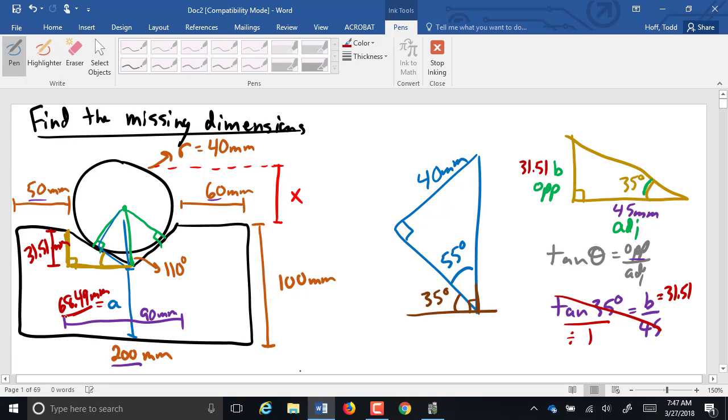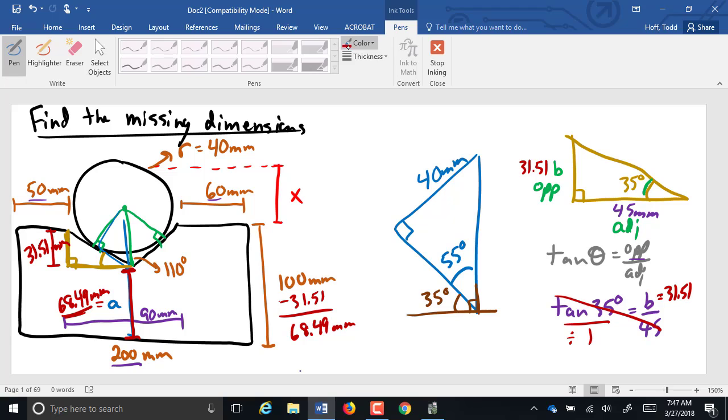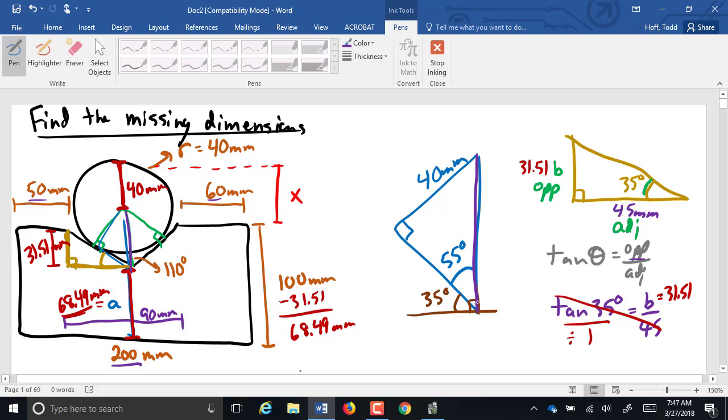Where did I get the 68.49? Not from 90, but from 100, right? So that's that height from here to here. I know that from here to here is 40. All I need to find is this piece, which is the hypotenuse on this blue triangle. I have the 55. 40 is which side? Opposite. And of course, this is the hypotenuse that I'm looking for here. I'm going to call that C.